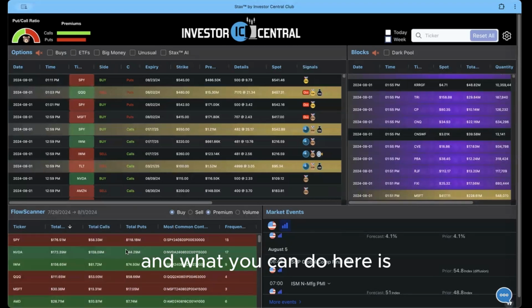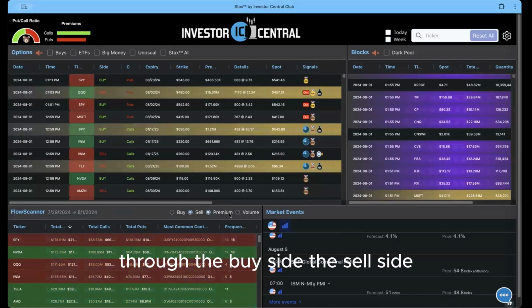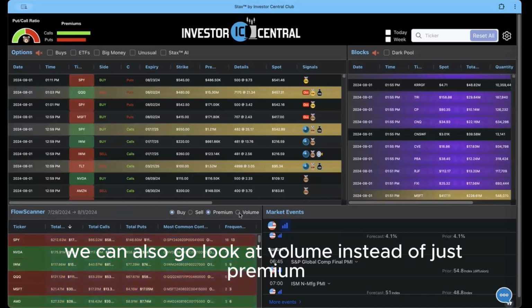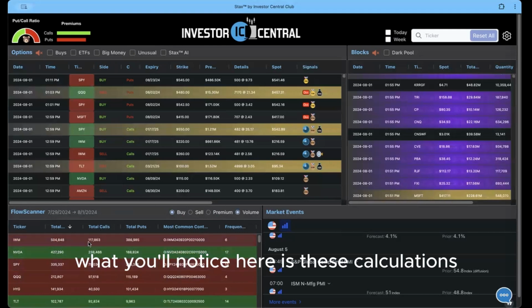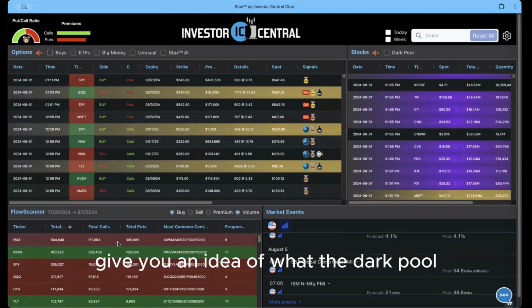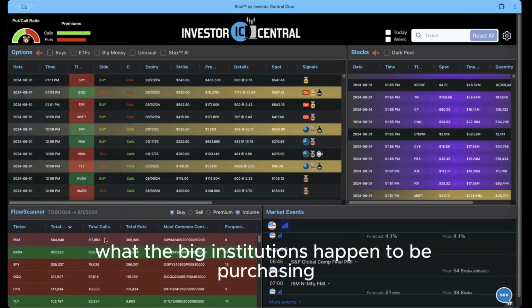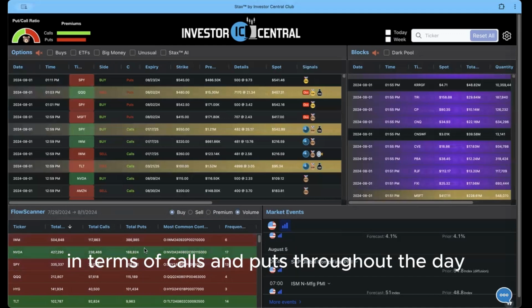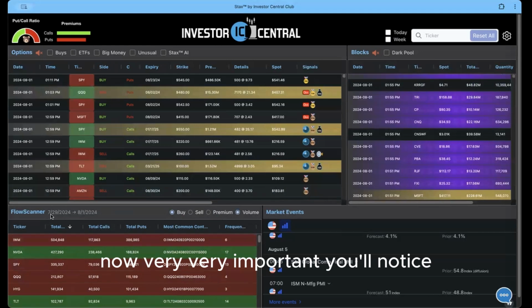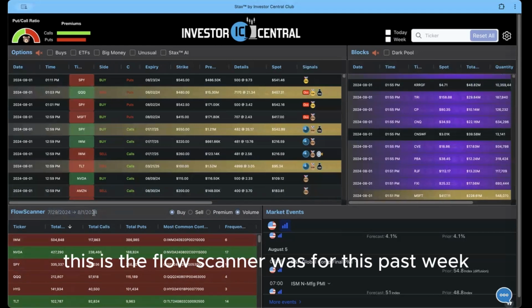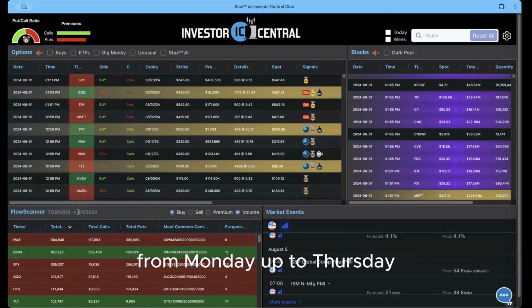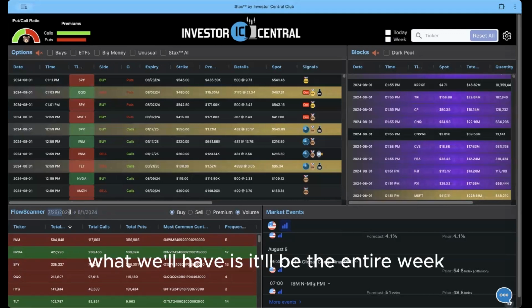And what you can do here is filter through the buy side and the sell side. We can also look at volume instead of just premium. What you'll notice here is these calculations give you an idea of what the dark pool, what the big institutions happen to be purchasing in terms of calls and puts throughout the day. Now, very important: this flow scanner was for this past week from Monday up till Thursday. Obviously tomorrow, 8/2, it'll be the entire week.